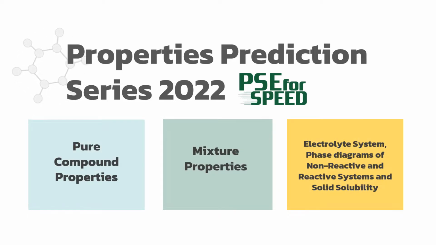The series of short videos covers property predictions of chemical systems. First, in the series, we will start with pure component properties predictions of organic chemicals and polymer lipid units. The second, we will cover mixture properties of organic chemicals. And the third, we will cover the predictions of inorganic salt in aqueous electrolyte systems, phase diagrams of non-reactive, reactive systems, and also solubilities.